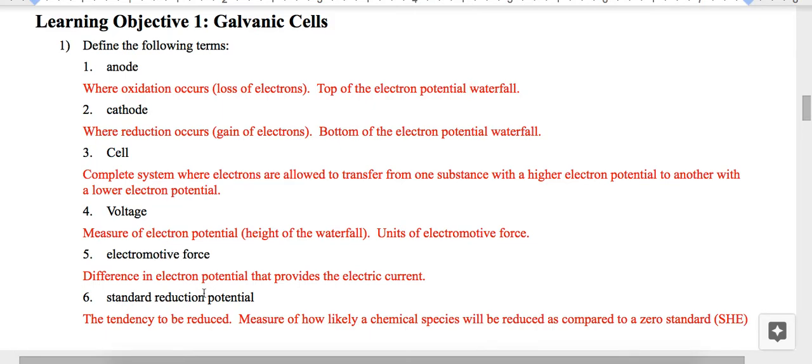Then we have the standard reduction potential, which is the tendency for something to be reduced. This is how likely, and it's based off of what's called the standard hydrogen electrode, which we don't get into, but that's the 0 that we use. So if something has a greater potential to be reduced than hydrogen in this SHE, then it will more likely be reduced. If it has a lower, it's more likely going to be oxidized.